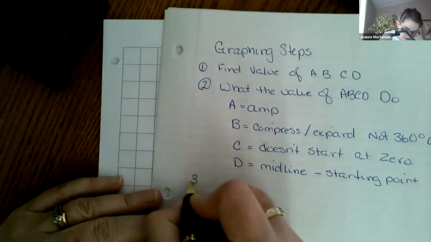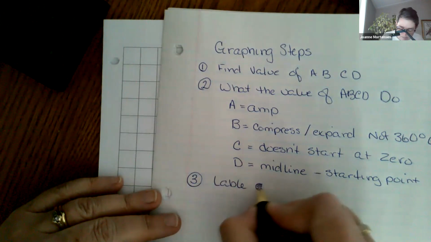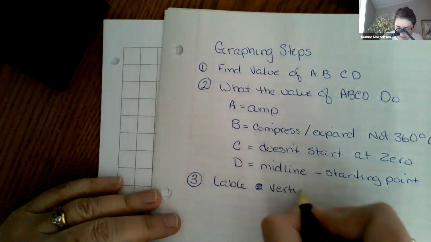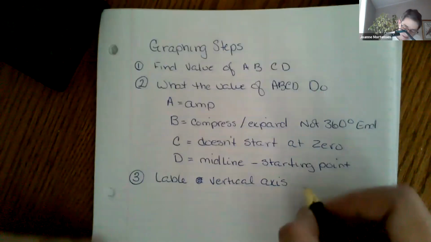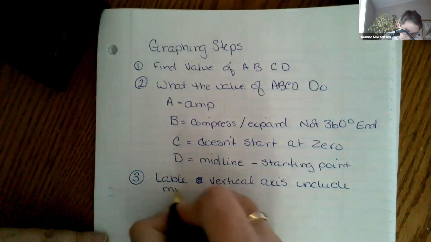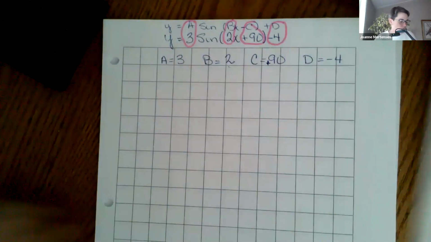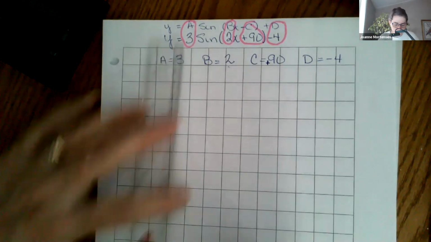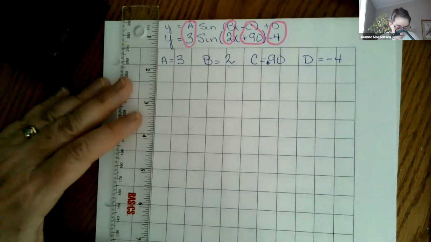So when we go to graph it, we're going to label the axis. This time it's only going to be our vertical axis. And we need to worry about midline. Include, consider, whatever you want to say. Don't worry about your horizontal axis at this point.